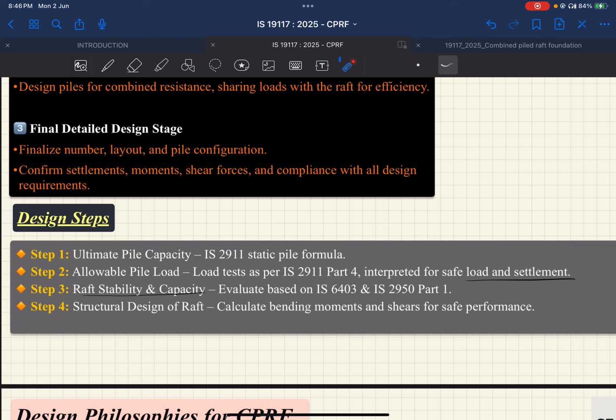In summary, I would like to note that in the starting we will be calculating the pile capacity by using IS code 2911, and allowable pile load will be calculated in the field by doing the pile load test as per IS 2911 Part 4. Then raft stability and capacity will be evaluated in accordance with IS 6403 and IS 2950 Part 1. Then we will go for the structural design, where we will be calculating the bending moments and shear force for the safe performance.